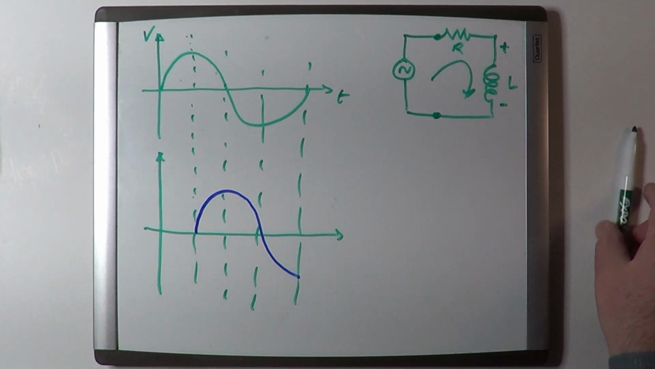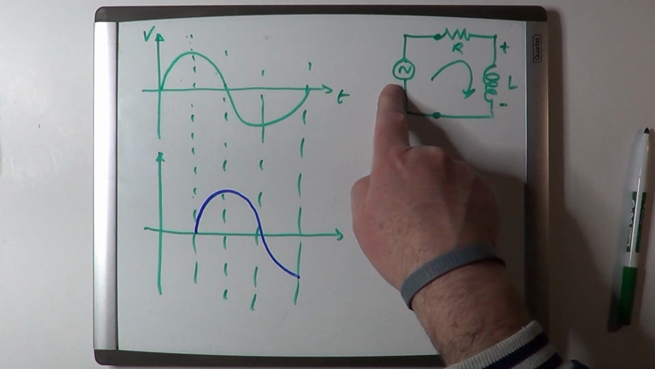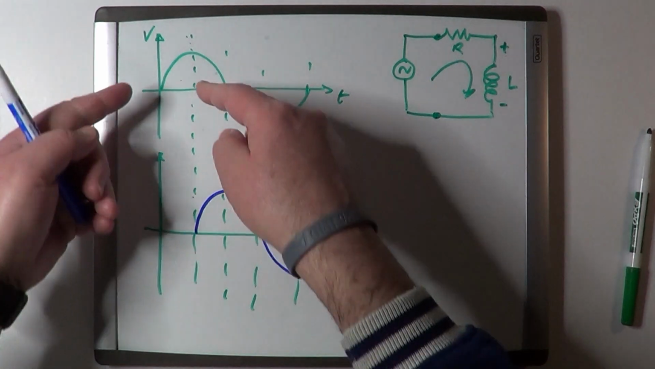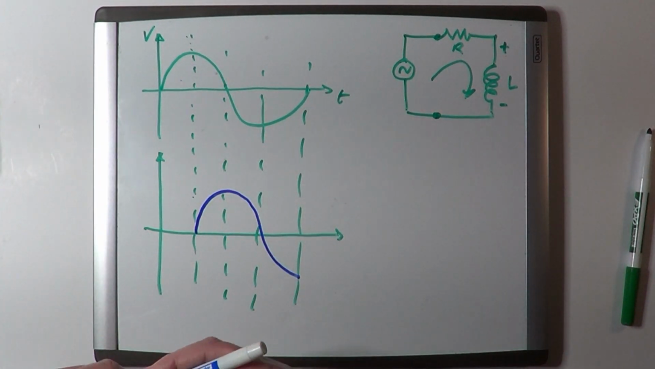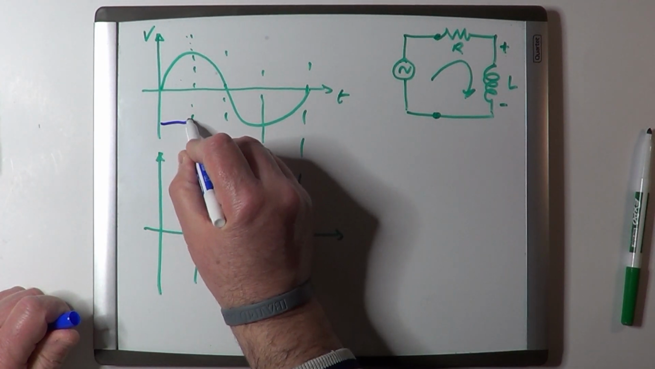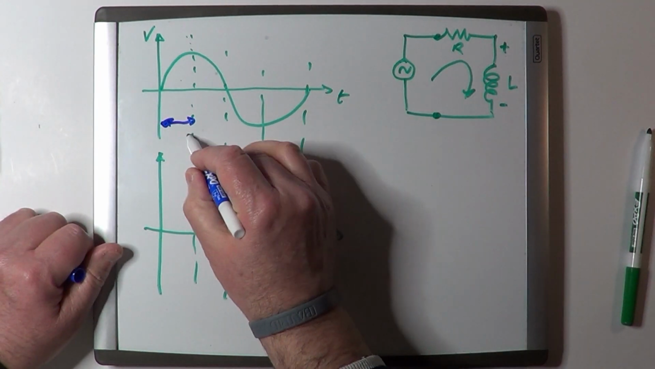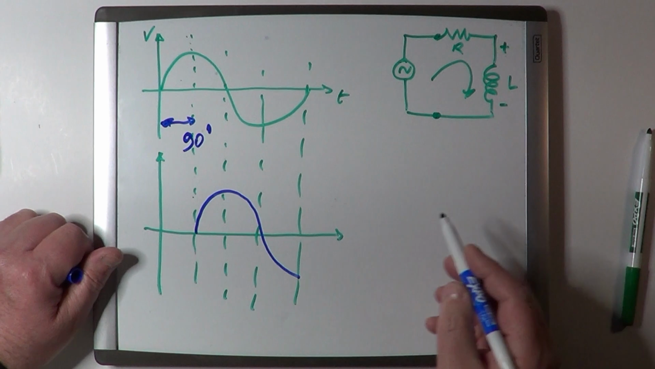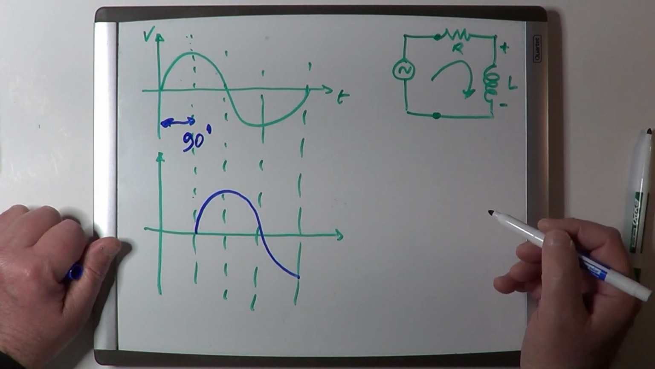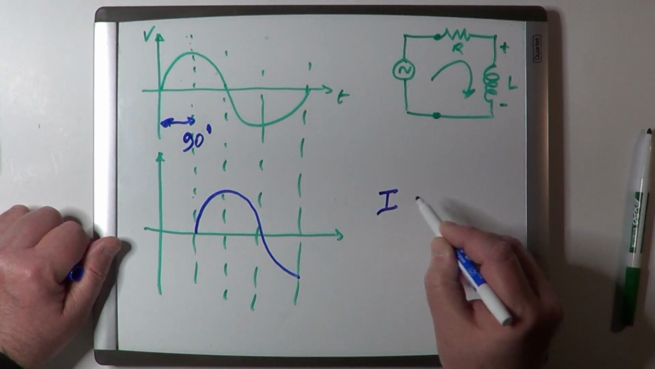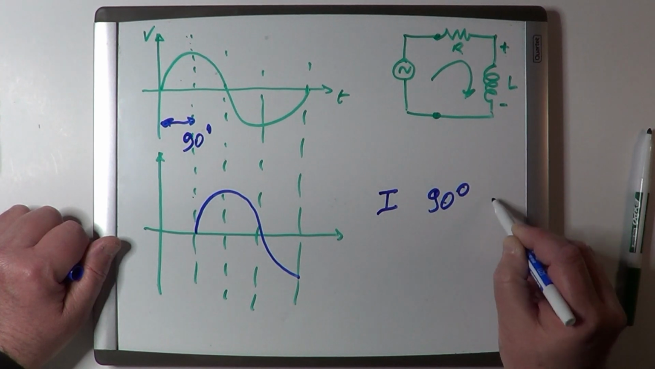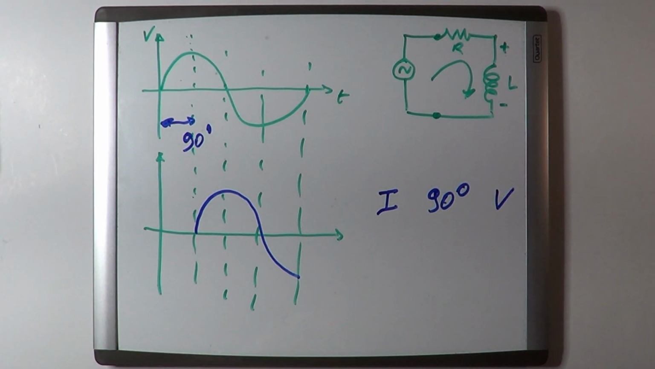In general, if there was no R but only the generator and the inductor, this difference will be exactly 1/4 of the wavelength, or basically 90 degrees. So we say in general that for the inductors, the current lags 90 degrees behind the voltage. We will see this later on with a simple experiment here in the lab.